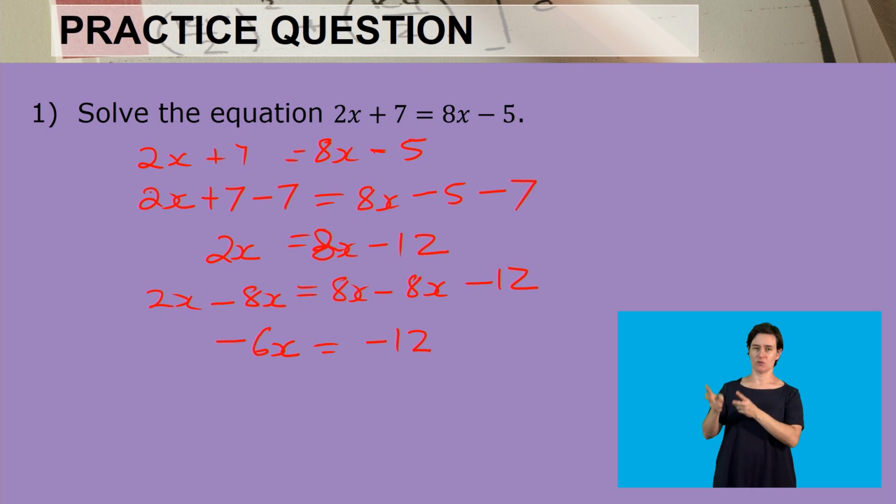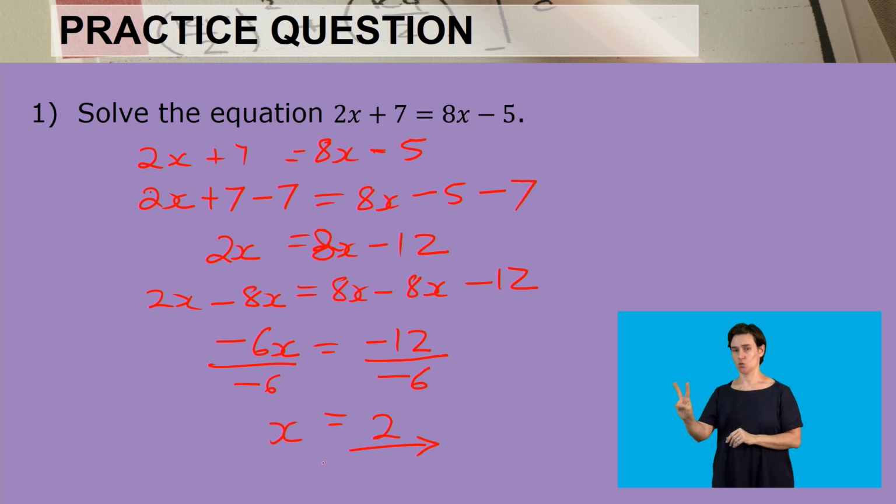Then the multiplicative inverse of negative 6 is negative one sixth, which means we are going to divide by negative 6. We will remain with x on the left. And what we do on the left, we also do on the right: we divide by negative 6. Our answer would be 2. So x equals 2. Let's move on to the next one.